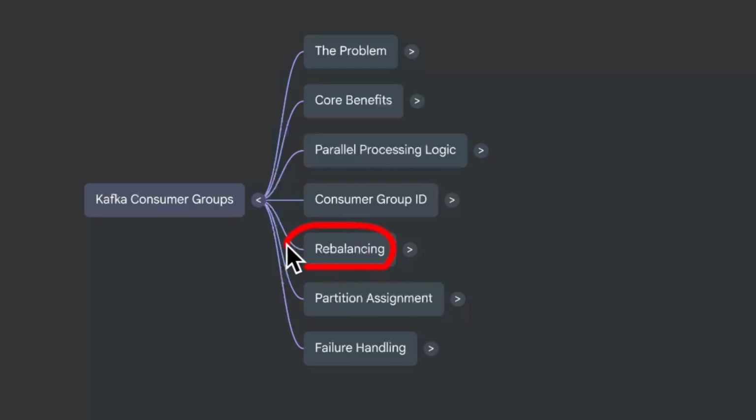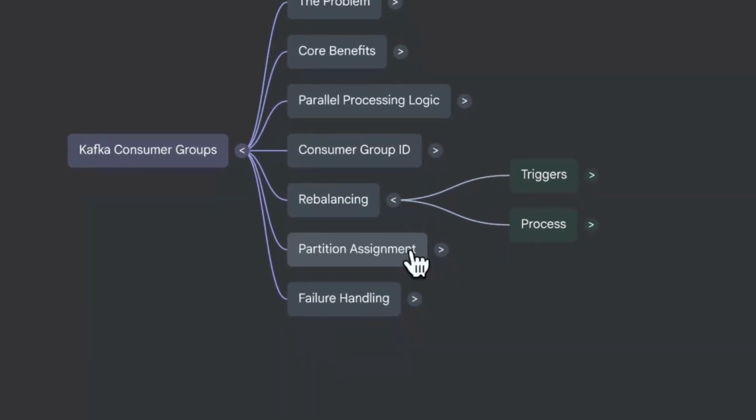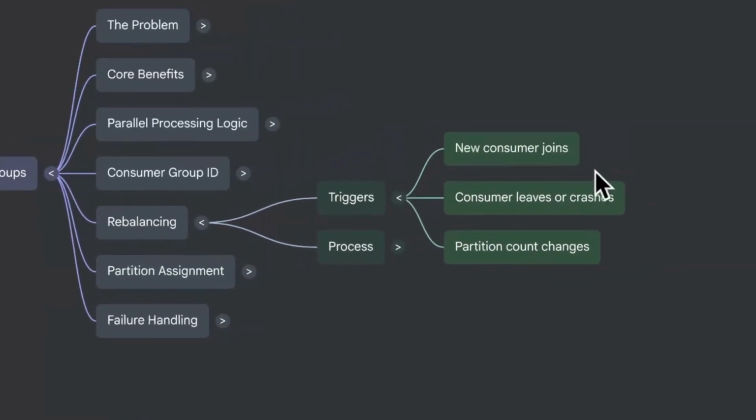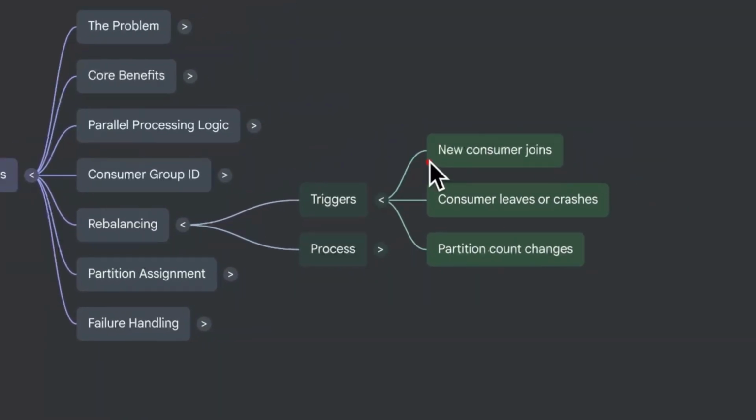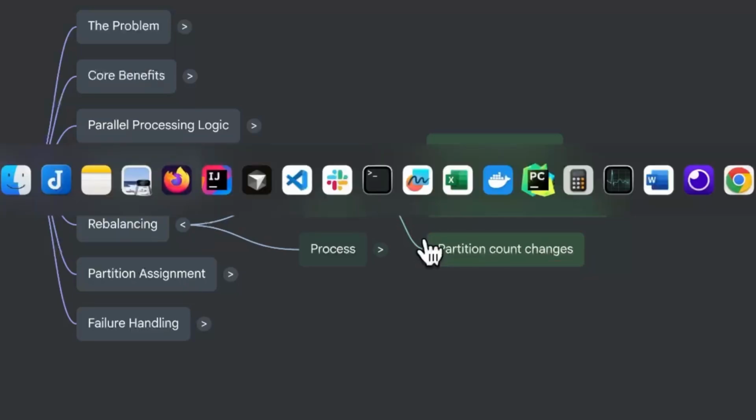Now let's look at rebalancing. This is a very important aspect of Kafka. What exactly is rebalancing? When is rebalancing triggered and what is the exact process followed? So the rebalancing is triggered when a new consumer joins or a consumer leaves the existing consumer group, or when the partition count changes. Let's look at it in context.